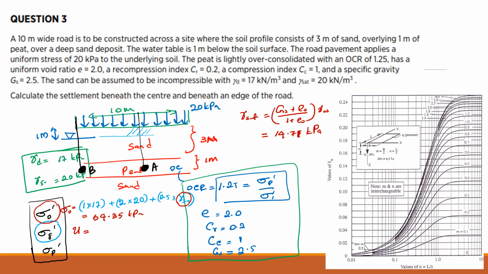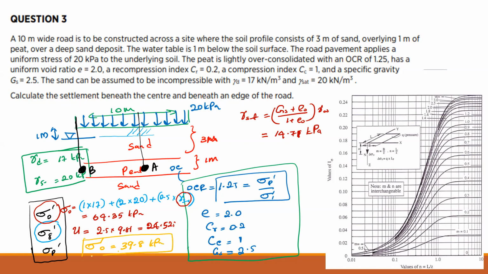So U is what? How much depth of water do you have up to A? It's going to be 2.5. Is that right? 2.5 times 9.81. So that is equal to 24.525. So you subtract these two so that you can get sigma 0 dash, the effective value. So 39.8 kilopascals. Okay, initial value found.